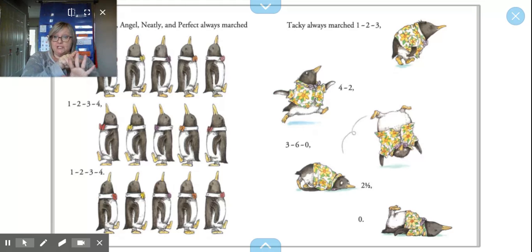Let's see if your thinking matches my thinking. I'm thinking that Tacky lives with penguins and they seem to do a lot of things right or perfect. Tacky doesn't always do things perfectly, like his marching. Let's find out what happens in the middle of this story.